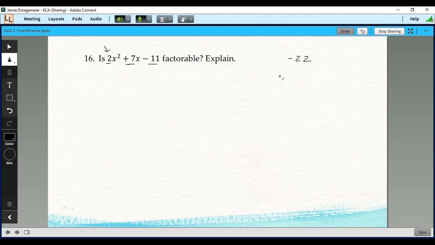Well, for 22, I could have negative 1, positive 22, positive 1, negative 22. I could have negative 2 and positive 11, positive 2 and negative 11, and I believe that's all of our possible factors there. And so then we want to see, do any of these add up to positive 7? And our answer here is no. This one is closest, gets to positive 9. But so we would want to say that it's not factorable. And the reason is that we couldn't find any factors of negative 22 that add up to positive 7.